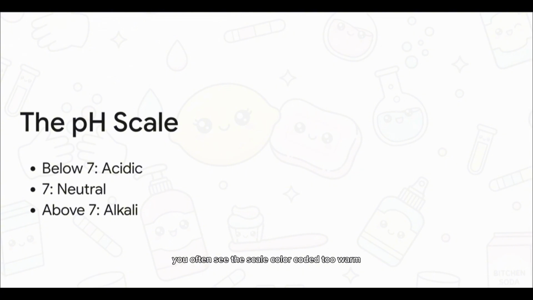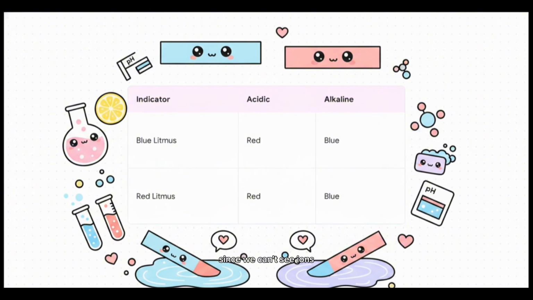You often see the scale color-coded too. Warm reds and oranges represent acids, green is neutral, and cool blues and purples represent our alkalis. Since we can't see ions, we use indicators to physically show us these conditions through really obvious color changes. Litmus paper is a classic example. Dip blue litmus paper into an acid, and it turns red. Dip red litmus paper into an alkali, and it turns blue. It's just a brilliant, immediate visual cue that reveals the invisible chemistry hiding right there in the liquid.